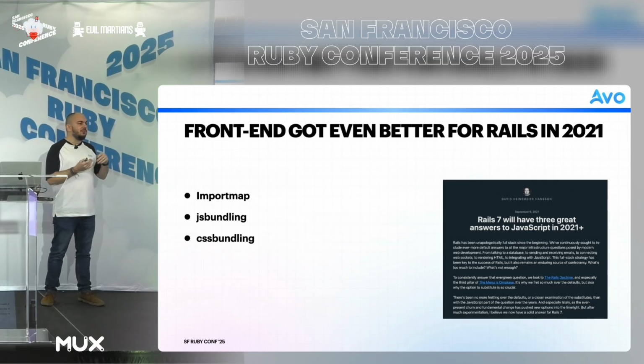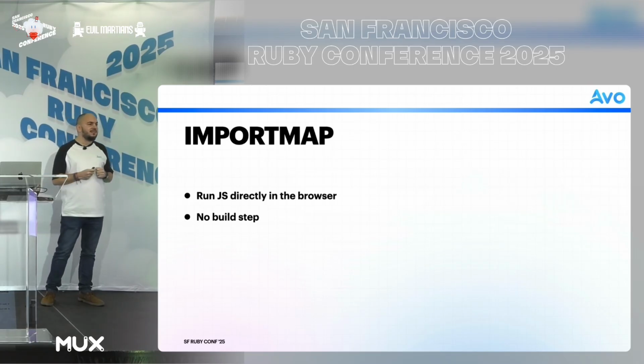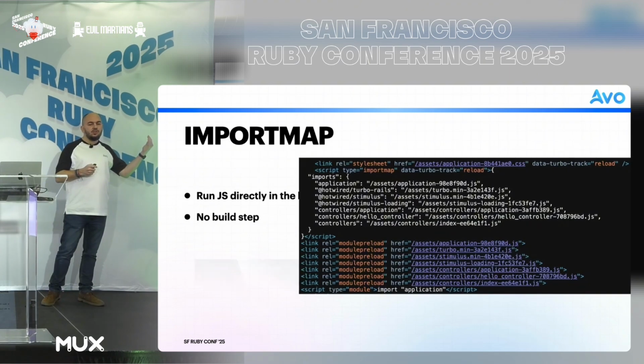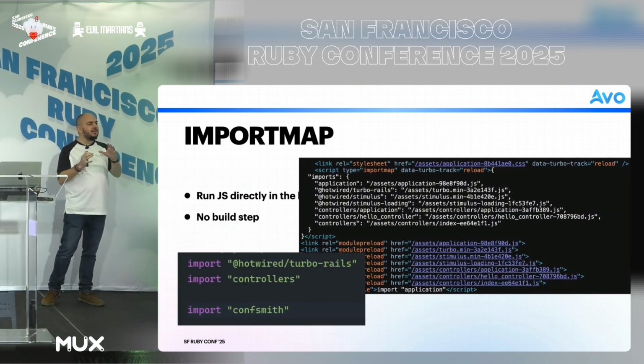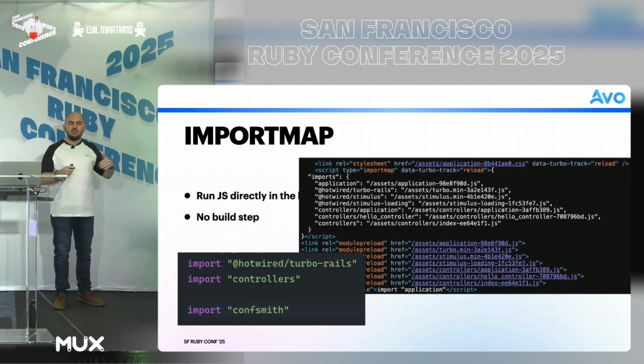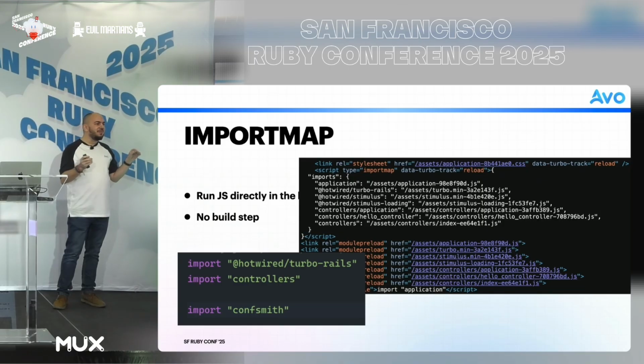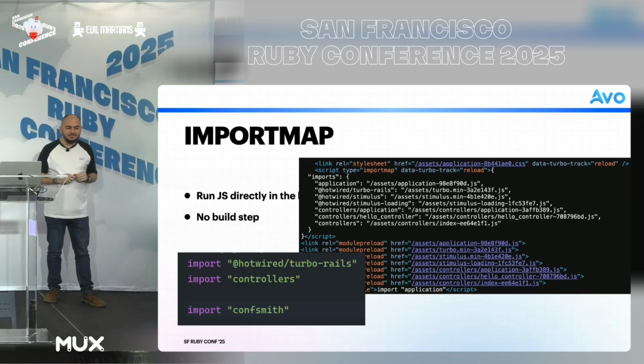Front-end got even better. We got import maps, ES bundling, JS bundling, and CSS bundling. Import maps is a rather new technology where you can throw the browser a list of files, like this hash, and then you can use the fancy import statement, and it knows where to fetch it from. That's important because you don't need a build step, and you can use modern JavaScript.